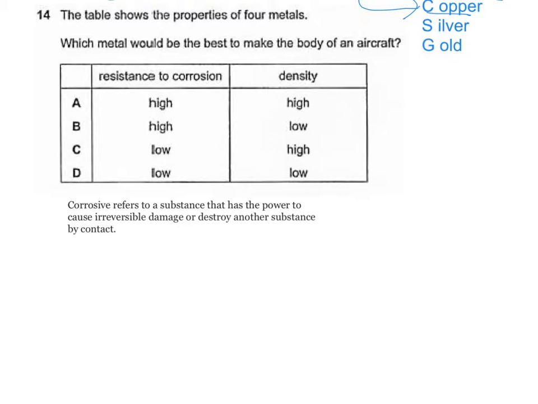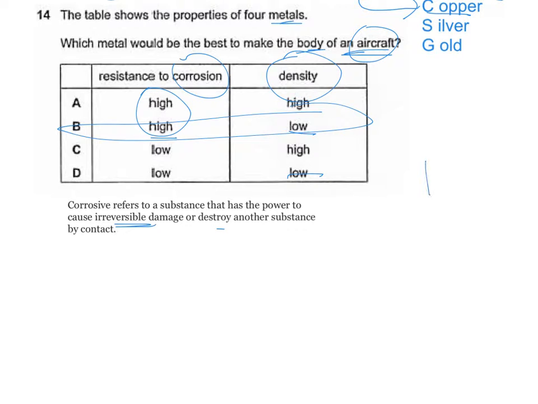Question 14. You're given properties of different metals. You want a metal that can be used to make an aircraft. Now you want the aircraft to be light, so in terms of density, it should be low. And in terms of resistance to corrosion, when something is corrosive, it means that it can destroy irreversibly when in contact with a substance. So we want something that's highly resistant to corrosion. And usually the body of an aircraft is made of aluminium. Answer for this question, high corrosion resistance, low density. Answer is B.